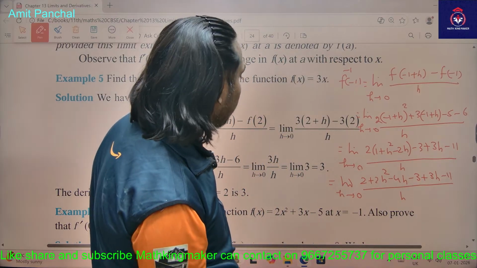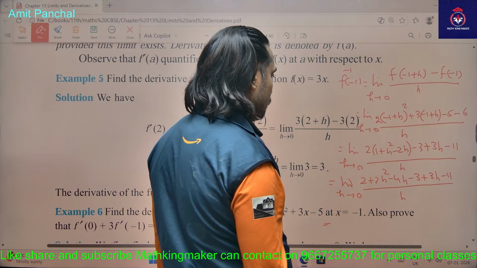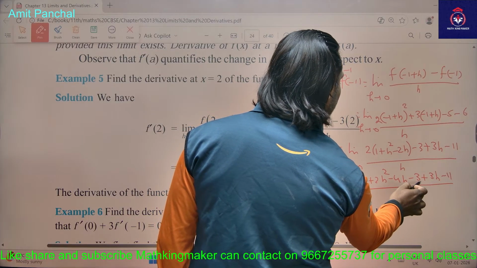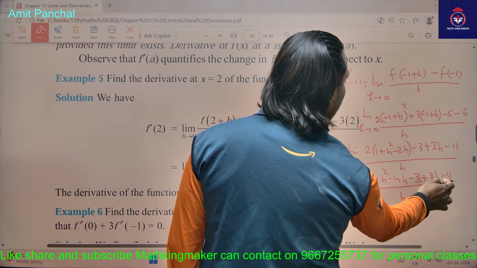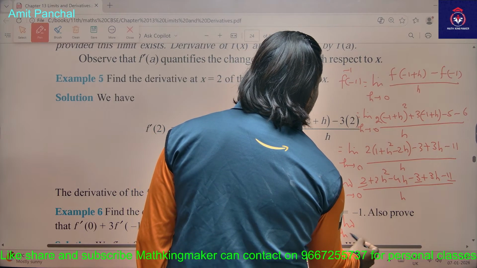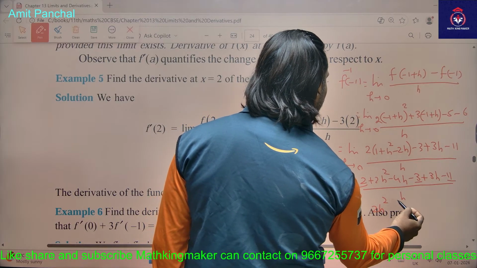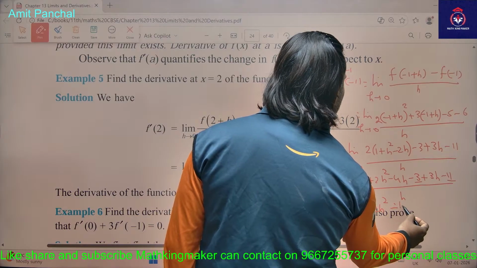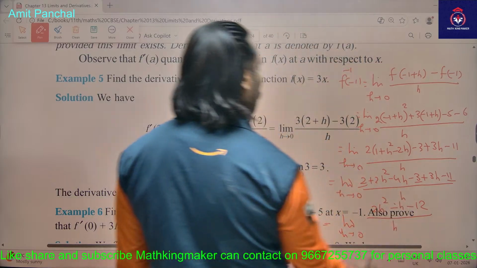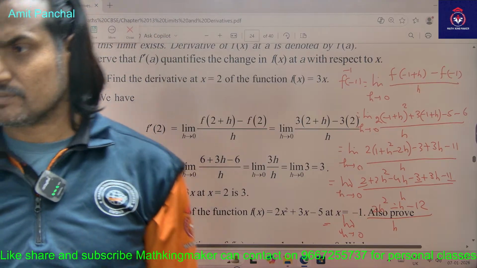So that can be written as 2 minus 3, that is minus 1, and minus 11, that is minus 12. So that basically becomes limit h tends to 0, 2h square minus h minus 12. Sir, I did the square properly, but instead of minus 4h, I wrote plus 4h, so I got 2h minus 7 instead of 2h minus 1. Okay.